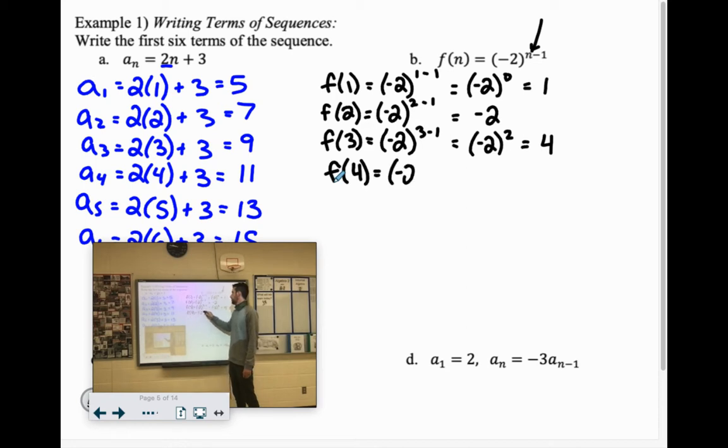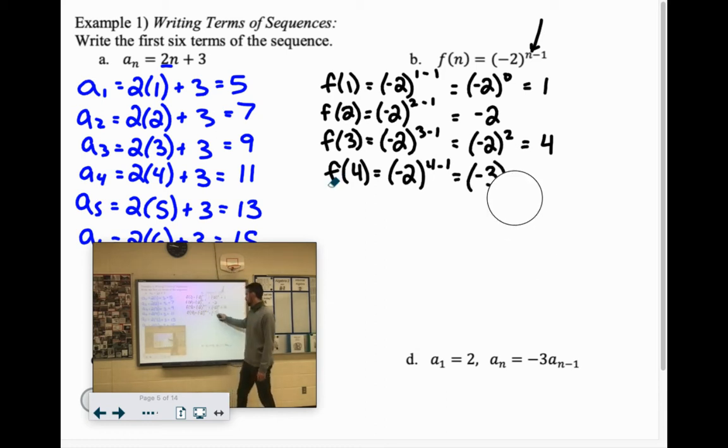Negative 2 to the 4 minus 1. So negative 2 to the third power. Whoops, I wrote negative 3. Remember, when you have a negative number and it's to an odd exponent, it will come out to a negative number. So negative 2 times negative 2 times negative 2 will be negative 8.